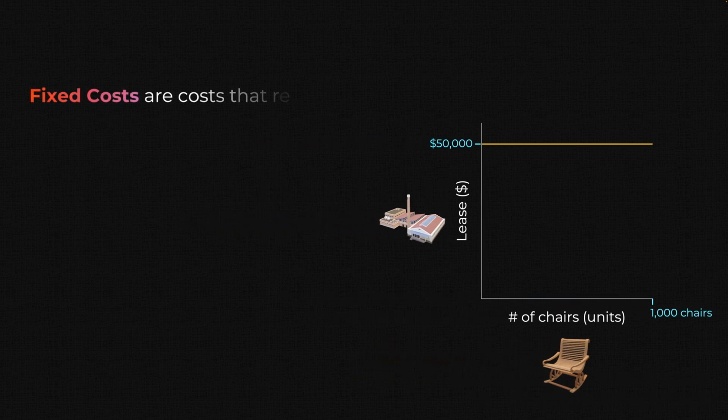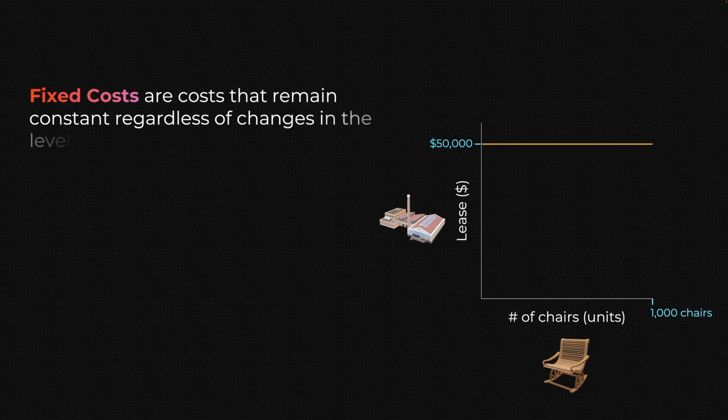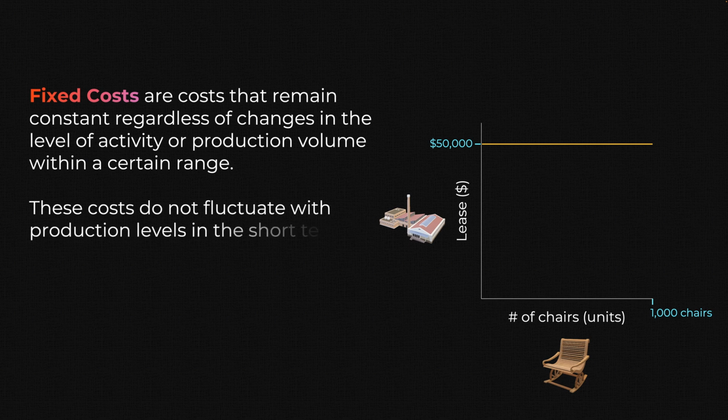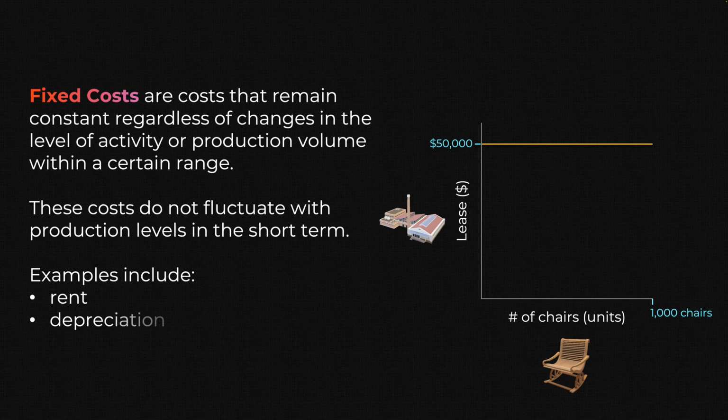Fixed costs are costs that remain constant regardless of changes in the level of activity or production volume within a certain range. These costs do not fluctuate with production levels in the short term. Examples include things like rent and depreciation, and there are many others.